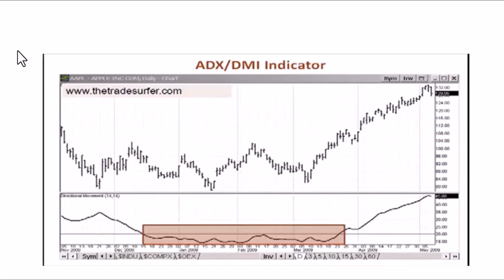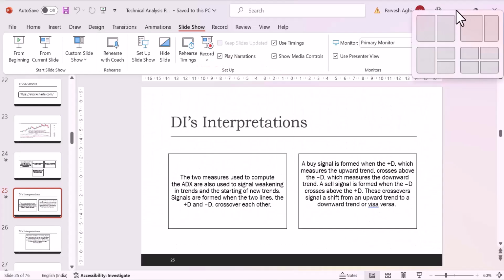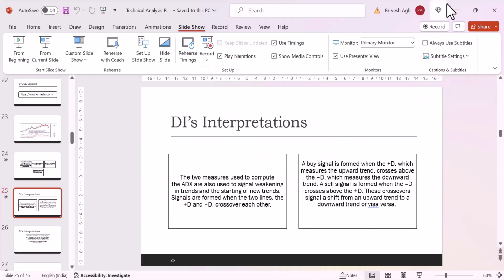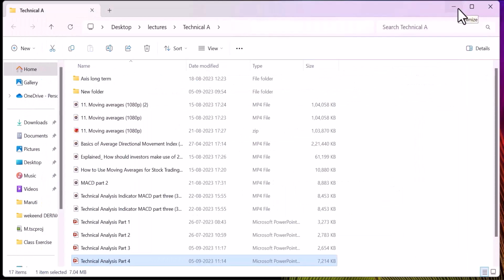So first, you must know whether the market is trending or consolidating. Once you know that, you can apply the suitable indicator for understanding the movement of the stock. There are two types of indicators. One is the trend following indicators: if the market is trending, you use them. Otherwise, if the market is not trending, you use the other indicators, which are range bound indicators.